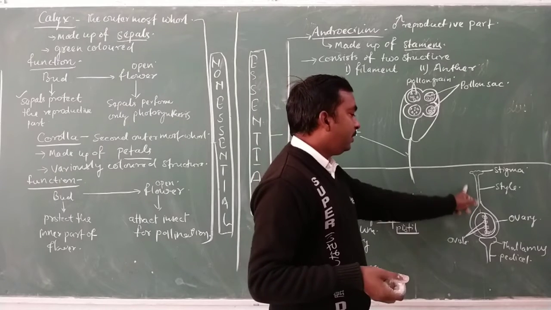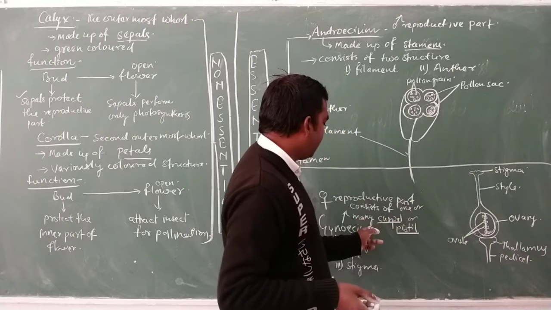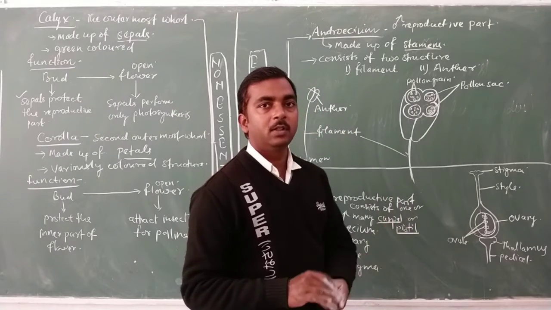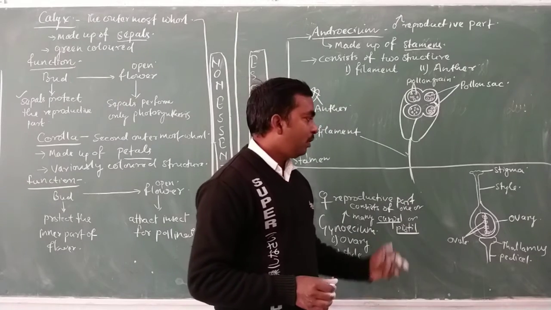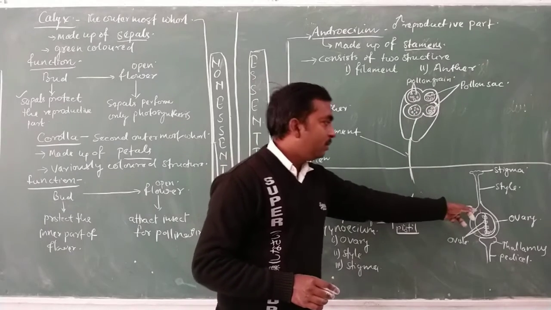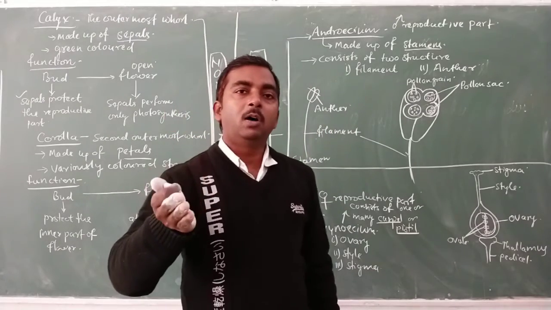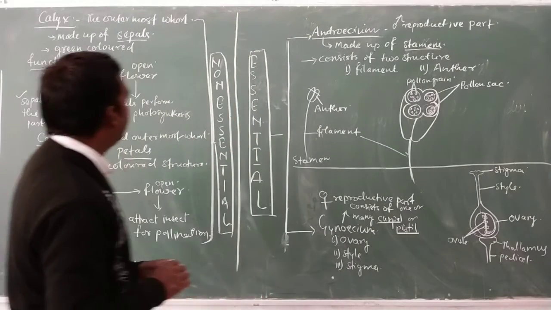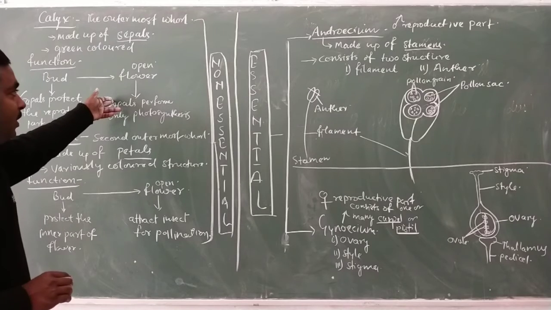So these are the three structures which make the gynecium, or carpel or pistil. Carpel and pistil together form the gynecium, which is the female reproductive organ. After the process of sexual reproduction inside the flower, the ovary is the structure which makes the fruit of the plant. So this is all about the various parts of a complete flower.